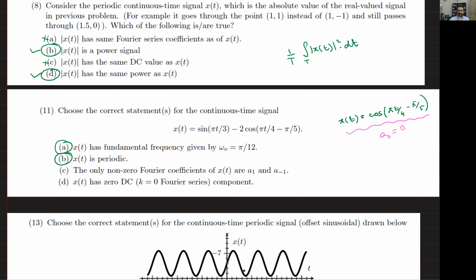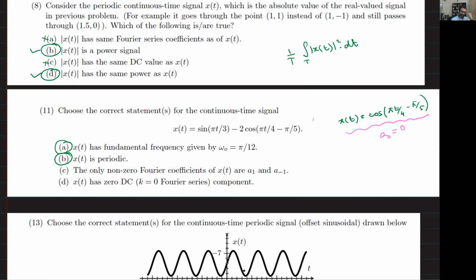The other way to think about this is if you do the Fourier series decomposition for this, cosine is an exponential, right? Two exponentials. One at omega naught equals pi by 4, and the other one is omega naught equals minus pi by 4. And there's no a naught term, right? There's no constant term. That's another way to think about this.